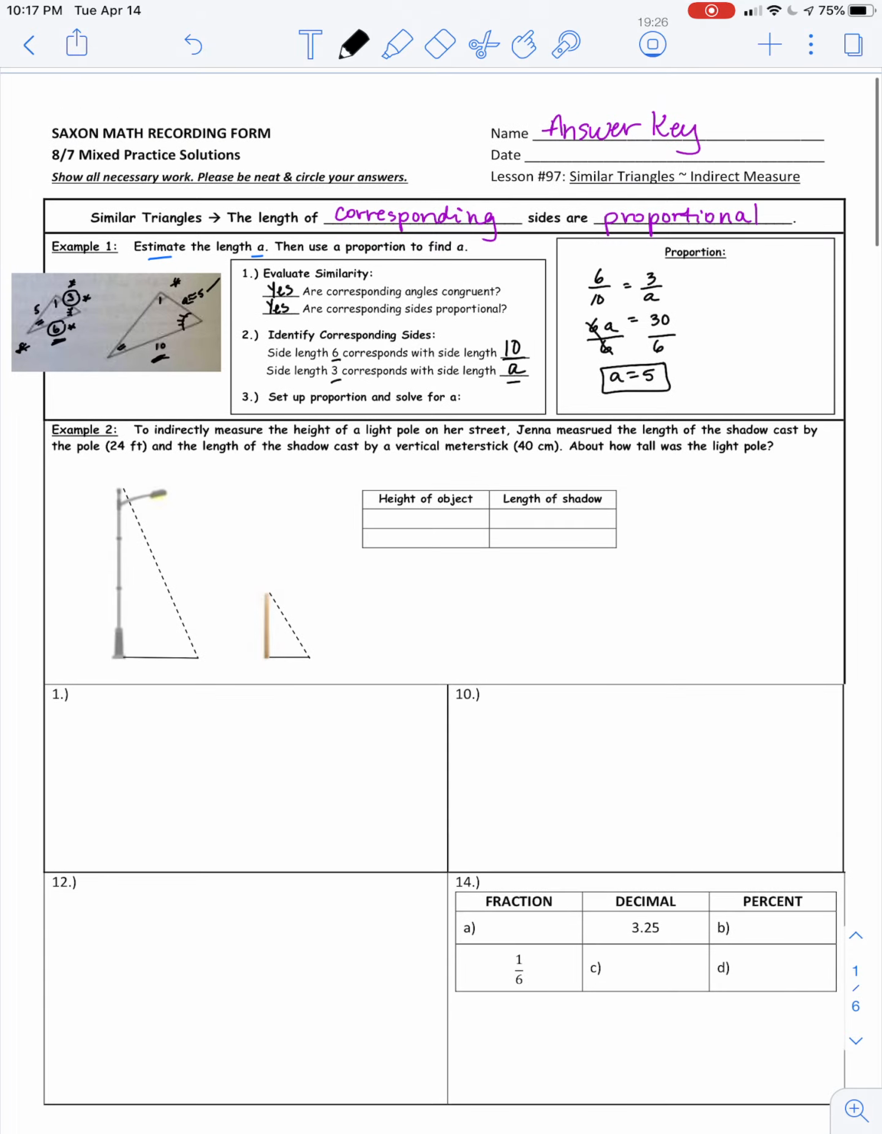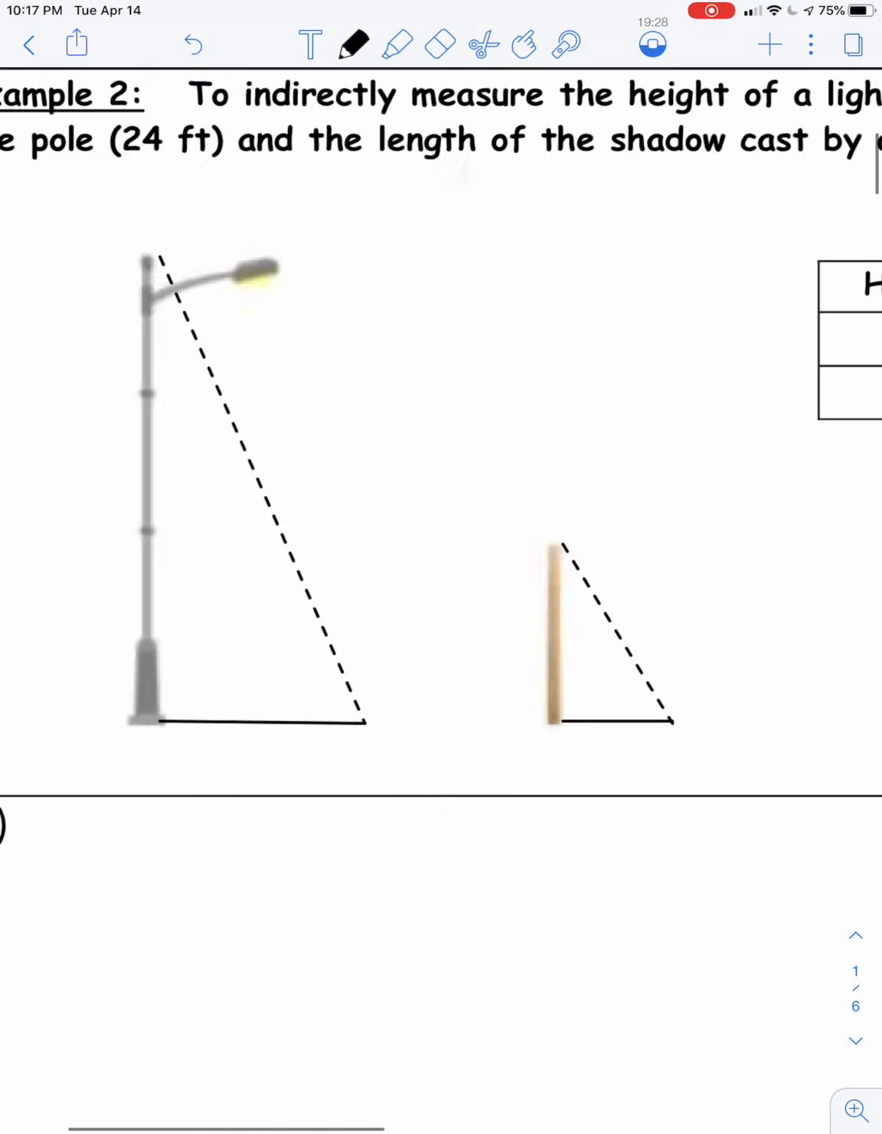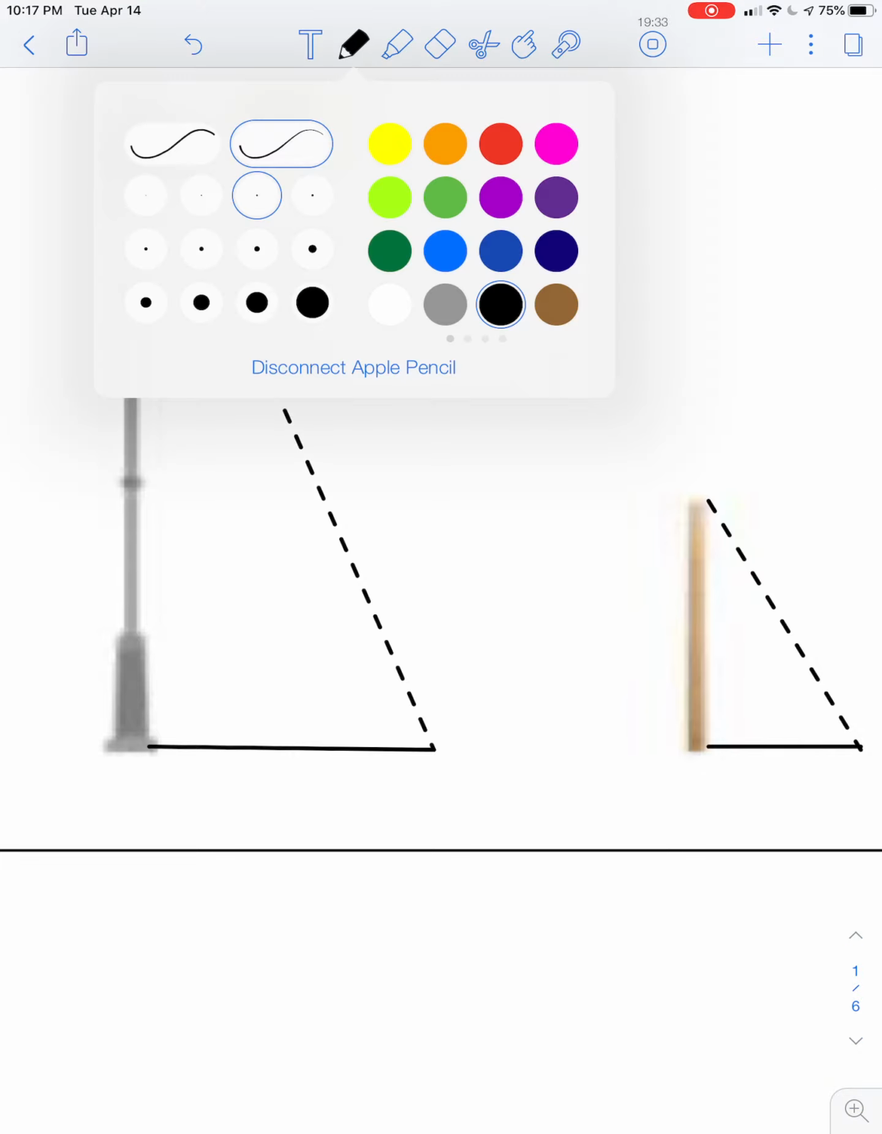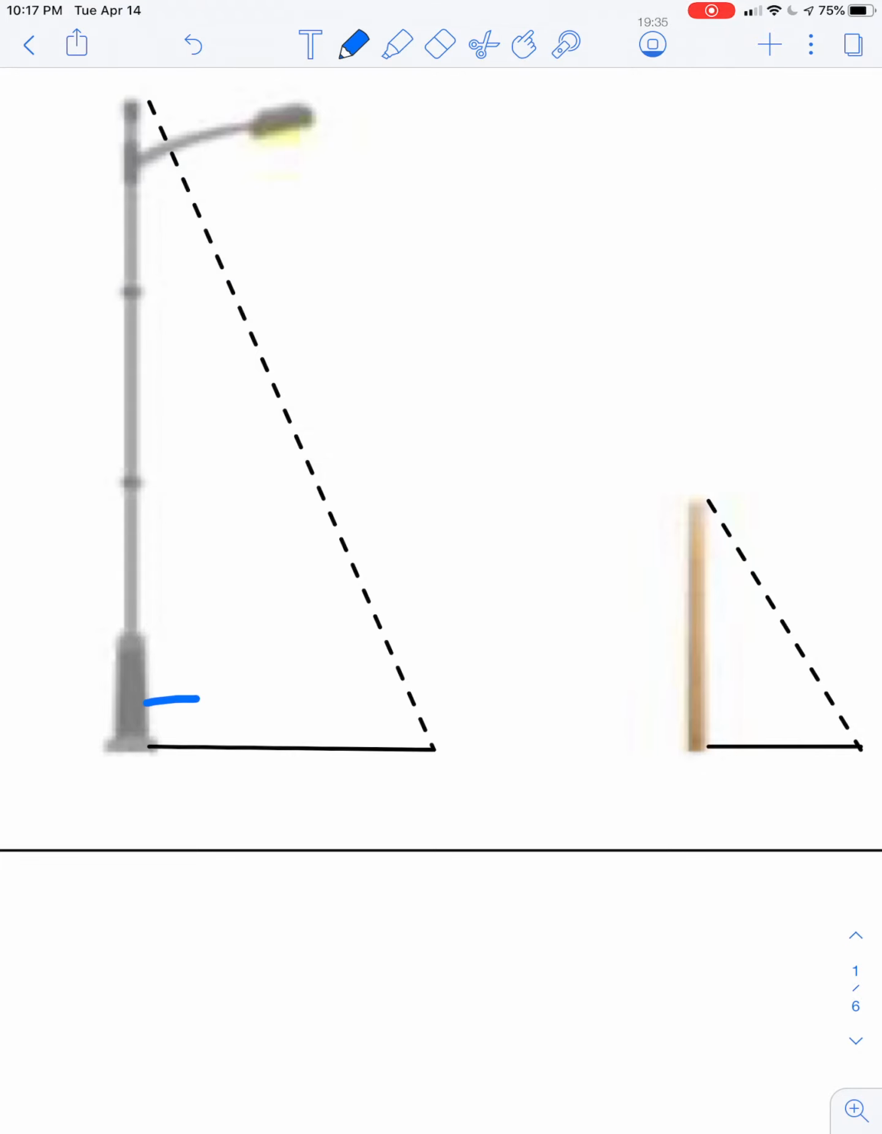So let's do some labeling here first. Let's get our objects with some measurements on them. Our objects are turned into right triangles, so we're going to put our right angle measurement in here. We have the pole over here. We're going to call that height of pole. That's the height.